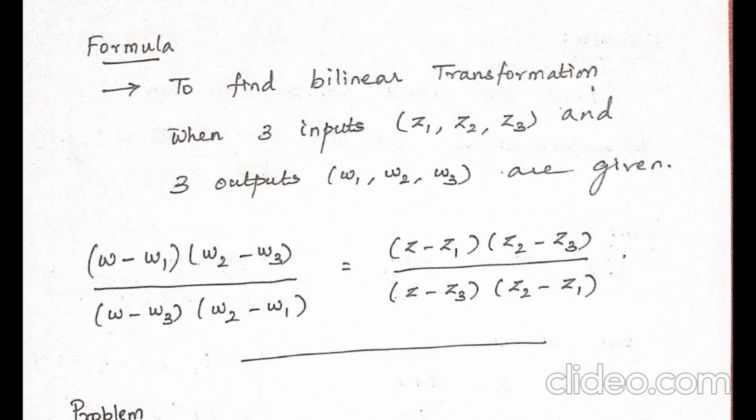Here, the importance of this formula is that we are going to find the function. The function won't be given. Instead, we will be given inputs and their respective outputs. For example, w1 is the output of z1, w2 is the output of z2, w3 is the output of z3. This will be the only information given. Using this information, we have to find the bilinear transformation.